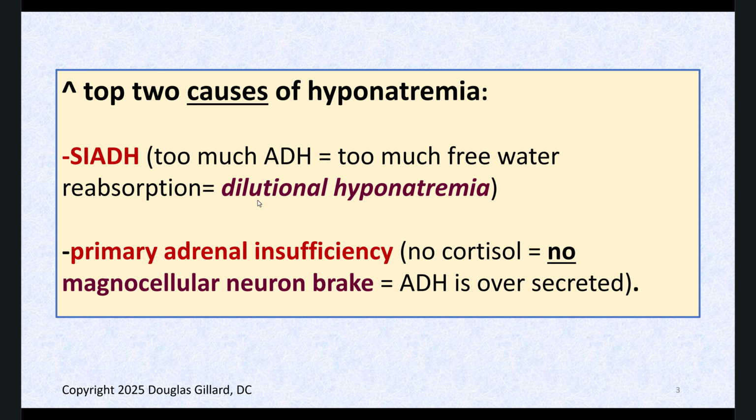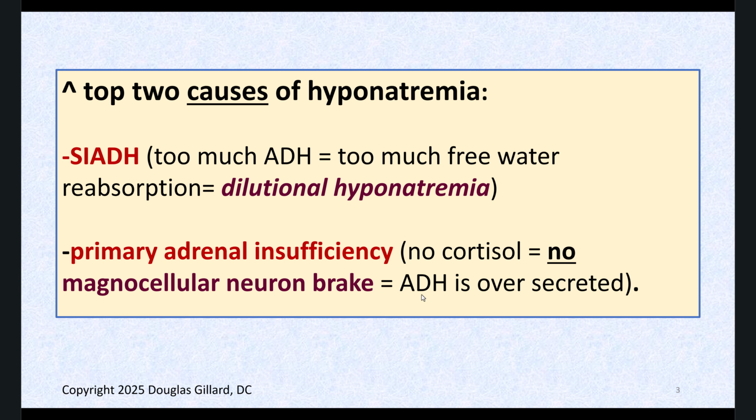Another condition is primary adrenal insufficiency. Probably the most common type is Addison's disease. That's an autoimmune cause of primary adrenal insufficiency. So no cortisol is secreted. And remember, from endo, there is a brake put on magnocellular neurons by cortisol. Cortisol inhibits magnocellular neurons from over-secreting antidiuretic hormone.